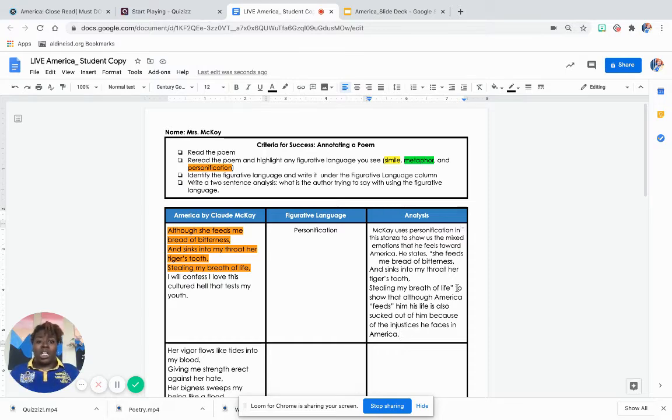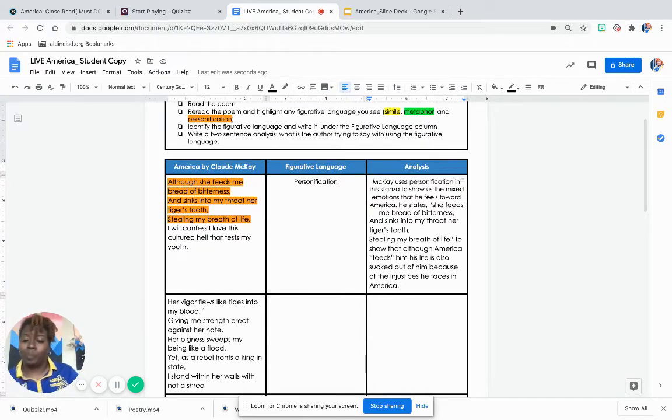And even though she gives him life, she also sucks the life out of him. So "feeds me bread of bitterness." America still feeds him, but then she also bites into him, sucking the life out of him. So this is what he's saying in this stanza, and as we move along, we'll figure out a little bit more about what he's trying to say.